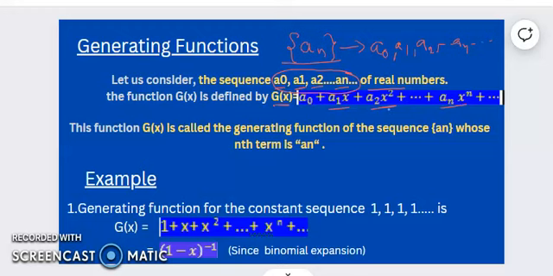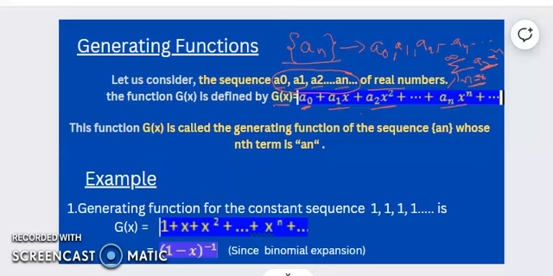And this can also be written in summation form like this: summation n equals 0 to infinity an x power n. Suppose we take n equals 0 in this summation: a0 x power 0, that is the first term. And n equals 1, we have a1 x power 1. And n equals 2 in this summation, a2 x square, like this.